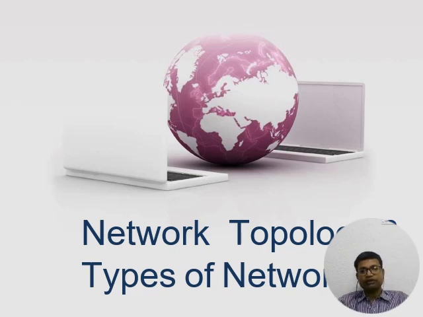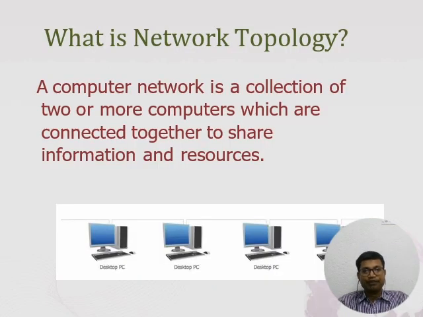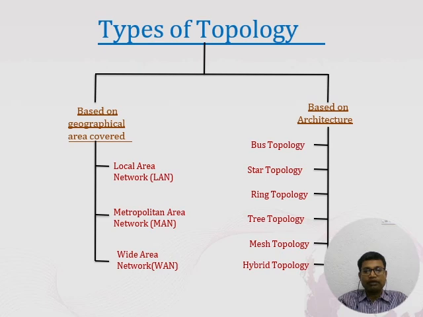As we know, computer networks are the interconnections of two or more devices to share information and resources. In terms of segregation of the topology, we can discuss the architectural view and the geographical location. Based on architectures, the topologies are bus topology, star topology, ring topology, tree topology, mesh topology, and hybrid topology. And based on geographical area, there is personal area network PAN, local area network LAN, metropolitan area network MAN, and the wide area network WAN.